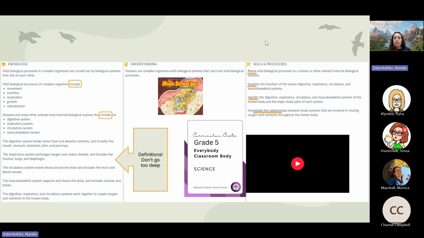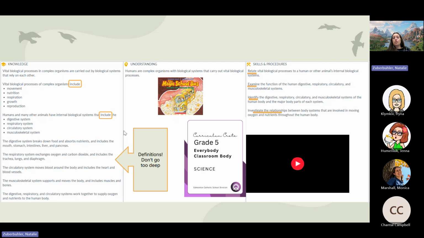That very basic concept of reproduction shows up in grade 2 when we're talking about life cycles and offspring, but we really don't need to go too deep there. Our verbs and our skills and procedures are relate. Once again, that cause and effect, that relationship. If this, then this. And that connects to computer science too with conditional statements. Examine the function. Examine means we might need to do a little bit of research. Identify is just pointing them out or labeling. And then once again, investigate the relationships between the body systems, oxygen, and nutrients.